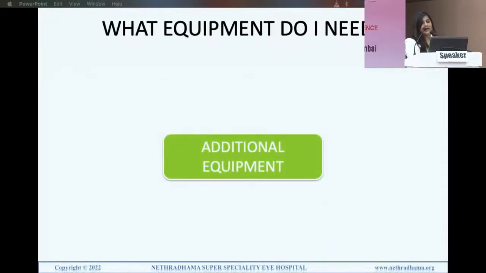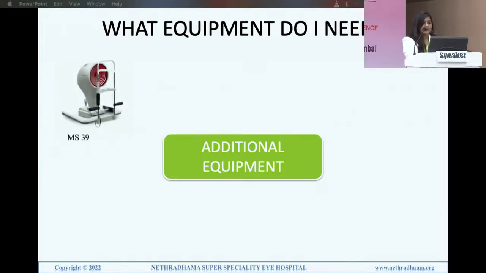Now, in an ideal setting where you can have anything you need, what are the additional equipment that you may consider purchasing for your ICL? So we have the MS39, which gives you a very high resolution anterior segment OCT along with topography. You have your UBM, which was spoken about, which gives you your sulcus to sulcus, and it also gives you the simulation of how the ICL would look in your sulcus to sulcus, which helps you with your measurements.